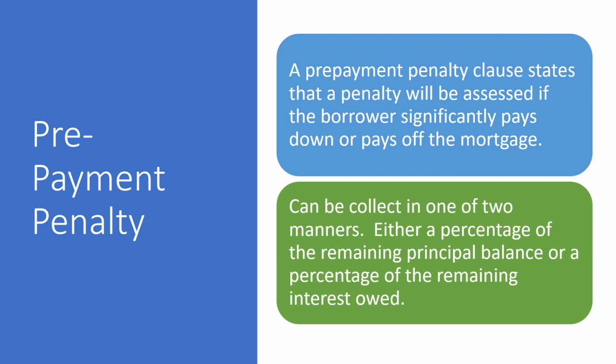Prepayment penalties. A prepayment penalty clause states that a penalty will be assessed if the borrower significantly pays down or pays off the mortgage. Now, it can be collected in one or two manners. It's going to either be a percentage of the remaining principal balance or a percentage of the remaining interest owed.